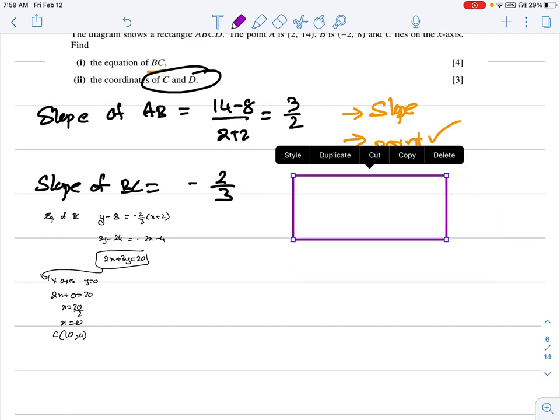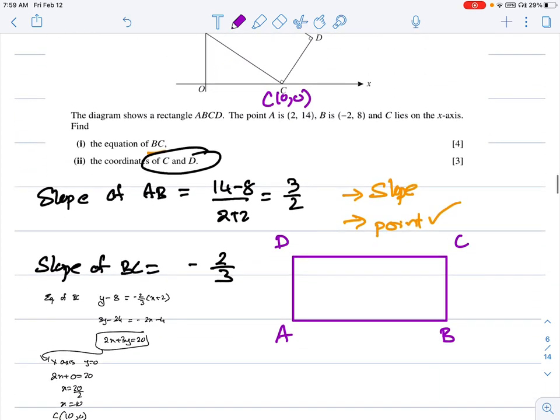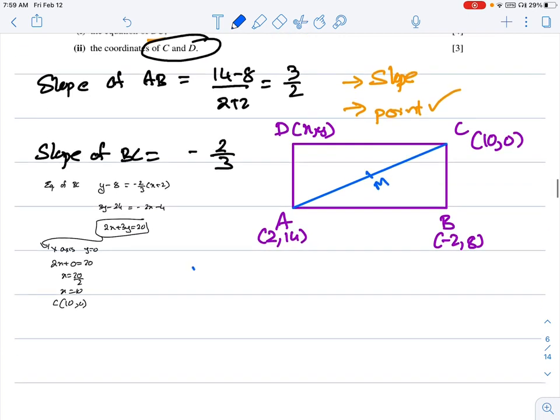A small rectangle I draw. Now I mark those points A, B, C, D. What is A? 2, 14. And what was B? Minus 2, 8. C I just now got, 10, 0. D I don't know, x, y. So what am I going to do? I am going to find the midpoint of this diagonal AC. So M is equal to midpoint: 2 plus 10 upon 2, 14 plus 0 upon 2, which is 6, 7.